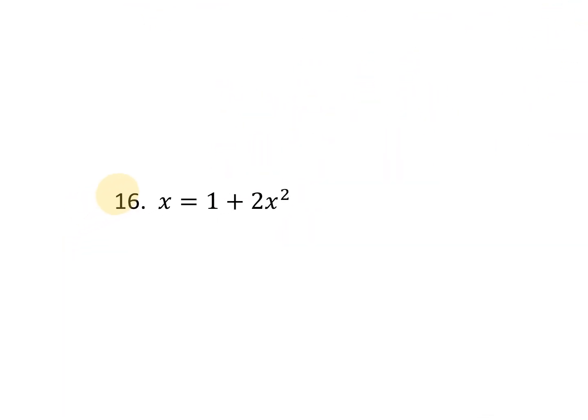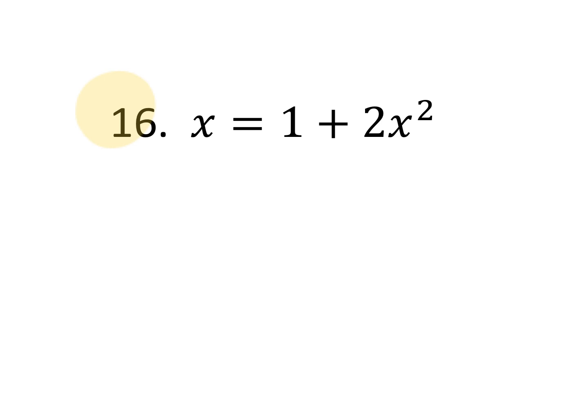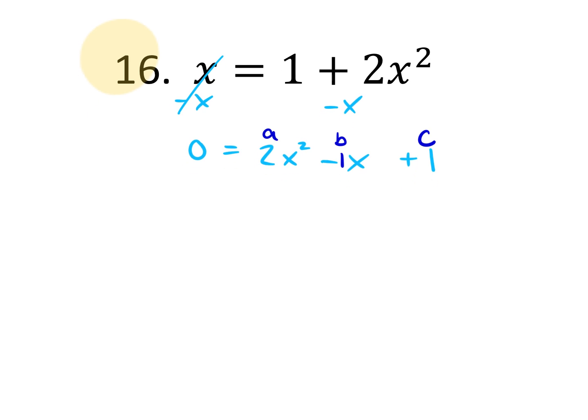All right, let's do 16. What should we do for 16? Sure, we can subtract the x and move it to the right side. That works. So we have 0 equals, make sure you're putting it in standard form on the right side. So we've got 2x squared minus x plus 1. So we're still solving using our quadratic formula. What's our a? 2. What's b? -1. And c? +1. Perfect.